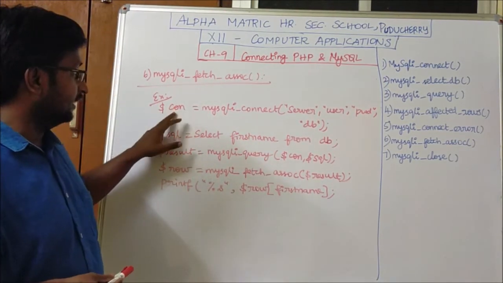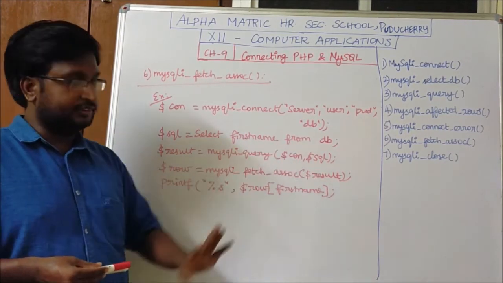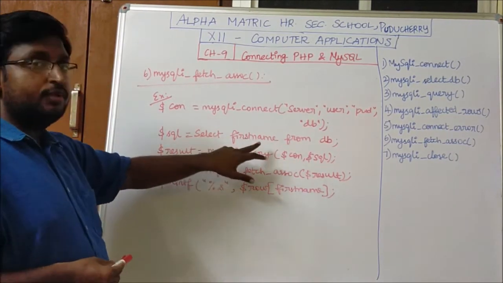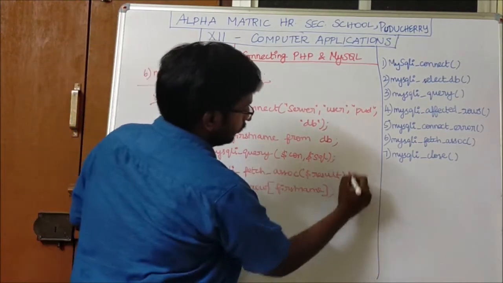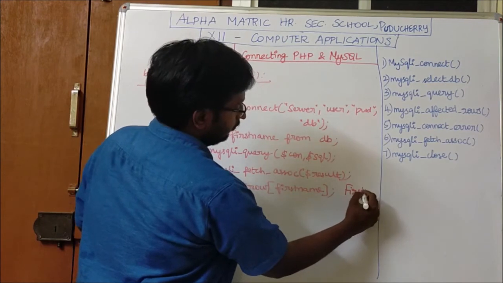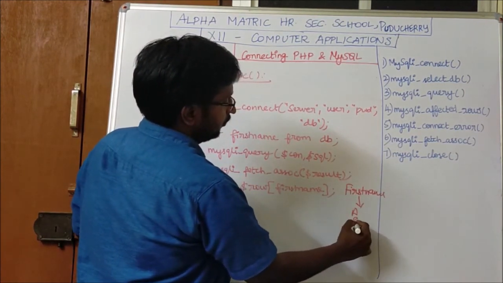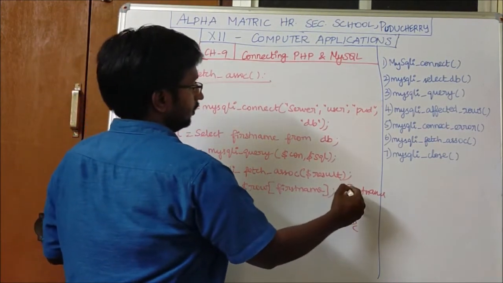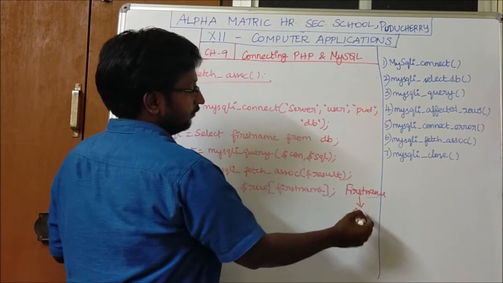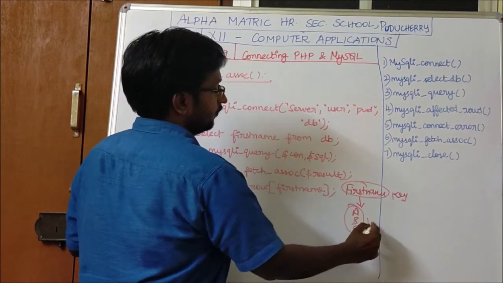Let us see the example, the connection string and the SQL select. I am just selecting the first name from the database. So the first name values will be stored like A, B, C, for example. So this is the key and these are the values.